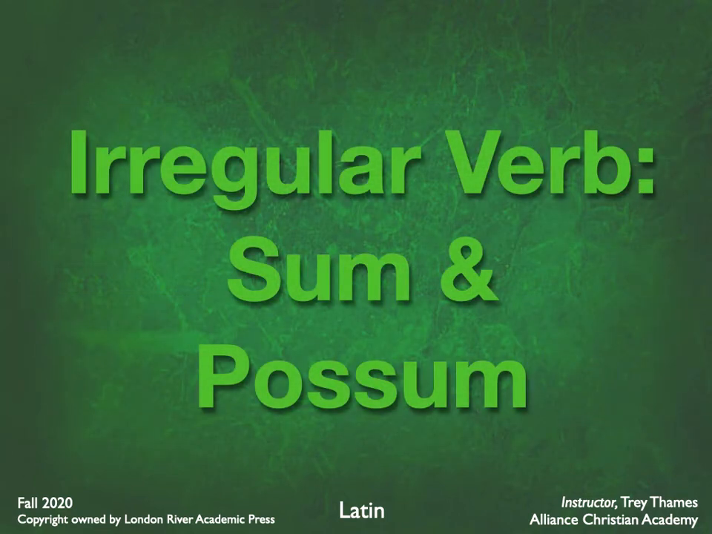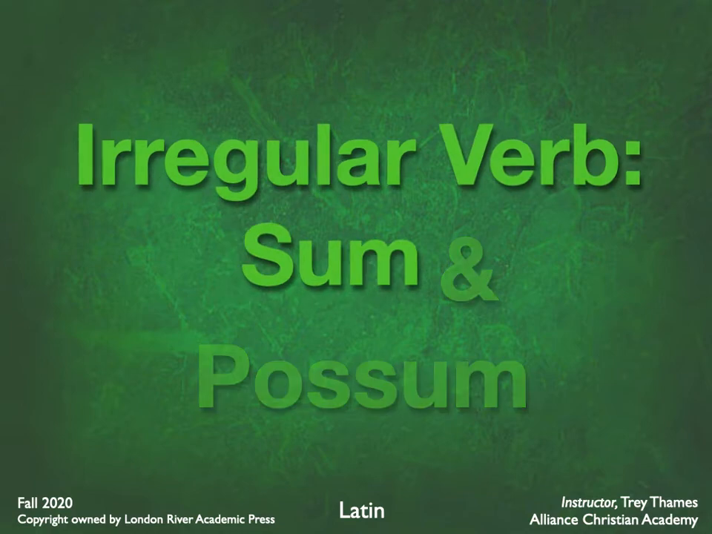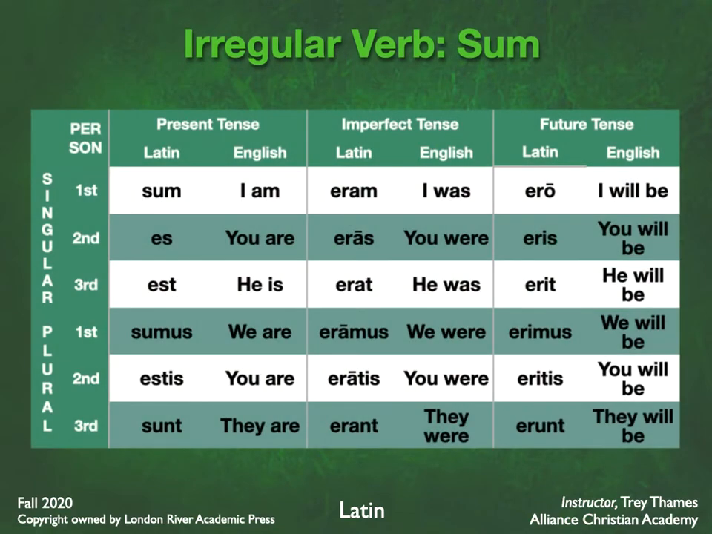You looked at the irregular verbs sum and possum last year. Here are the conjugations. Hopefully you got these down. Sum, es, est, sumus, estis, sunt, which is I am, you are, he is, we are, you are, they are. That's present tense. The irregular verb in the imperfect is eram, eras, erat, eramus, eratis, erant. And then future tense was ero, eris, erit, erimus, eritis, erunt. Of course, you can see the translations, I was, or in future tense, I will be. So you learned that last year.